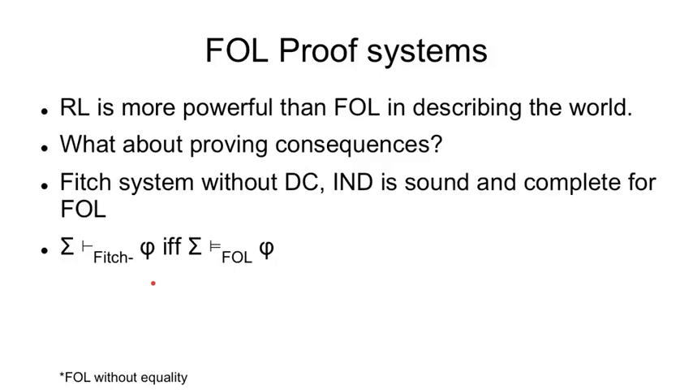We saw that relational logic is more powerful than first order logic in describing a world. But what about mechanically proving consequences? We know the Fitch system without domain closure and induction is sound and complete for first order logic. That means under the system we'll call Fitch minus, a sentence is provable under Fitch minus if and only if the sentence is entailed under first order logic.